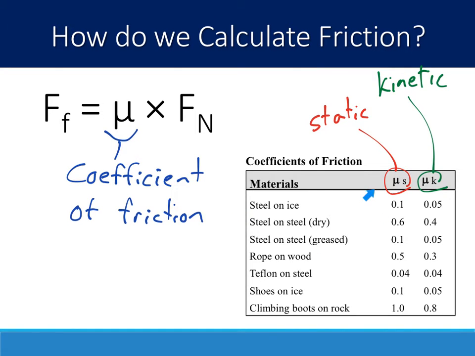But there is a coefficient for static friction, mu sub s, and one for kinetic friction, mu sub k. Often, if you need to know this number, you're either going to calculate it, and we'll show you how to do that, or you're going to look it up in a table. But it does depend on the surface. So the coefficient of friction depends on the surfaces involved.